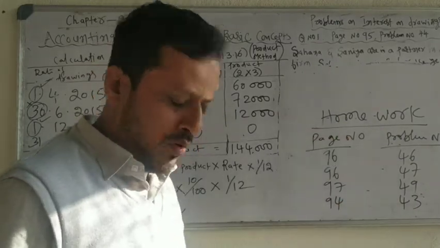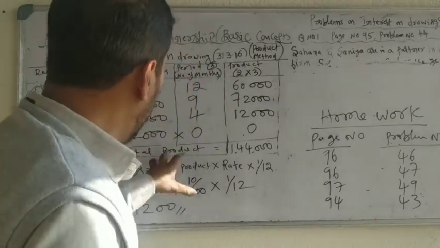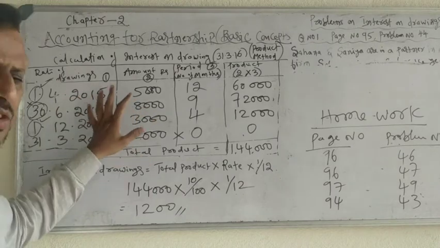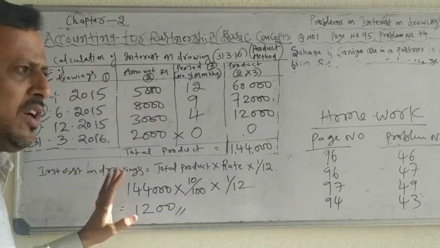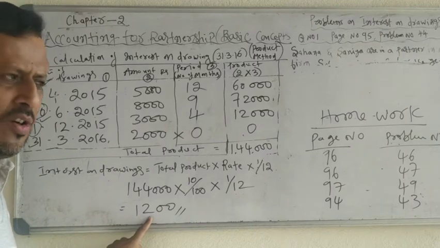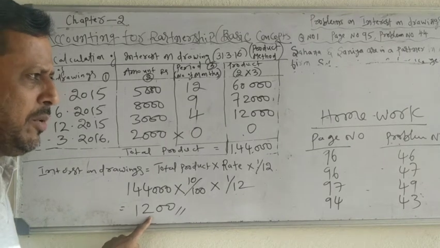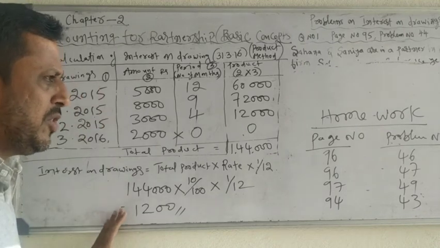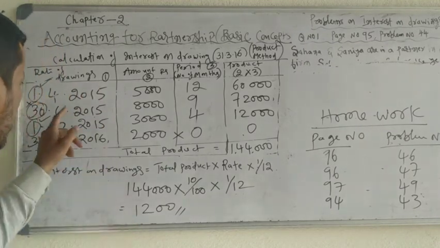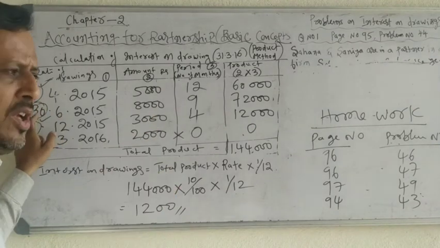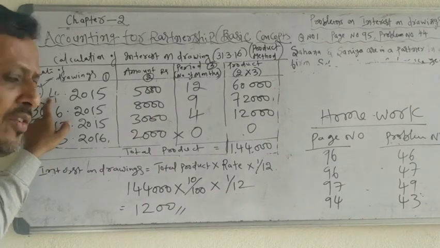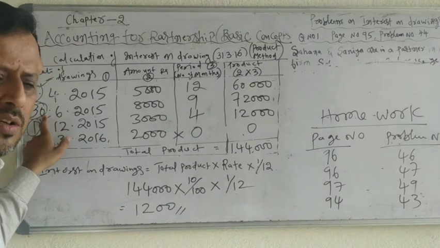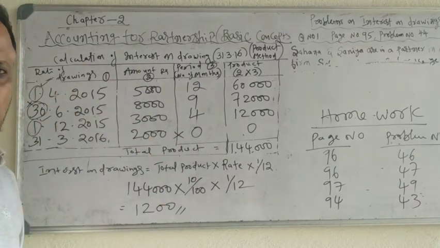These 4 problems you have to do at home and practice this calculation of number of months. How to calculate the number of months. Once you calculate the number of months properly, you will get the correct answer, interest on drawings. The only difficulty in this problem is the confusion in calculation of number of months. Don't make any confusion. If it is the first of the month, count from the same month. If it is the last day of the month, count from the next month. That's it. Okay. Thank you for today's class.